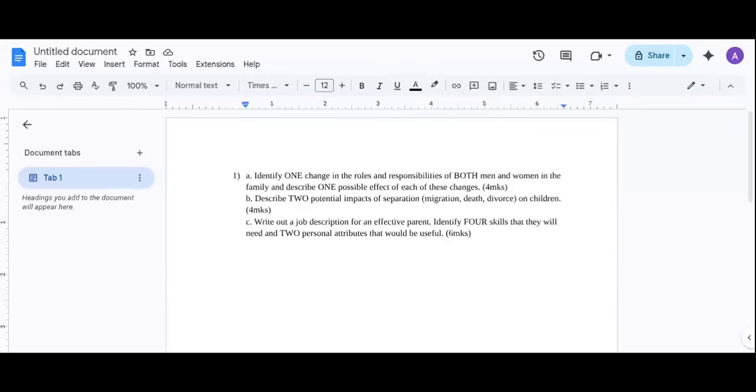So let's identify one change in the roles and responsibilities of both men and women. What are the changes that we see in the roles of both men and women? Alexia. Okay, I called Alexia and she left. Jay.